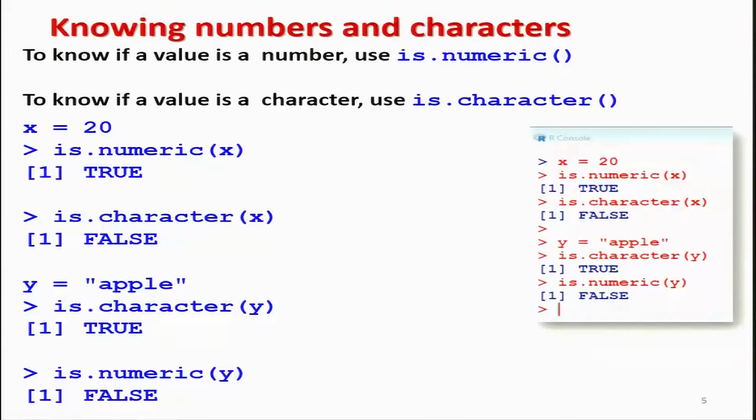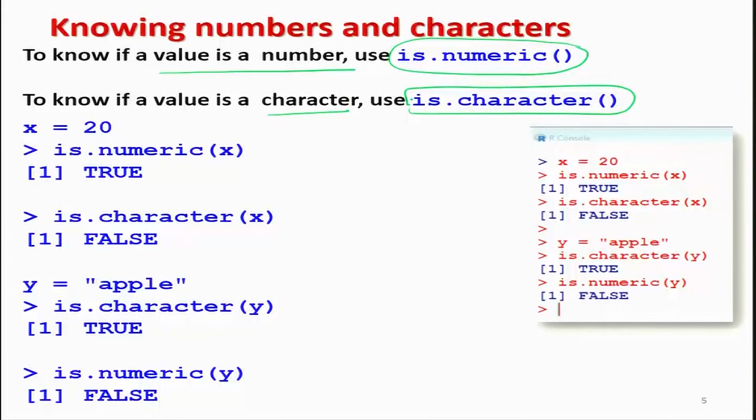So in order to know if a value is a number, we have a command here, is.numeric, and within the parenthesis you have to write down the variable. And in case you want to know if a value is a character, then the command is is.character. For is.numeric this is is.numeric, and in both cases everything is in lower case. The outcome of these two commands is going to be in terms of true or false.